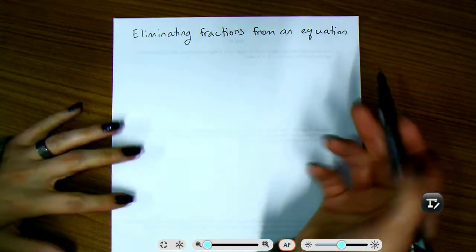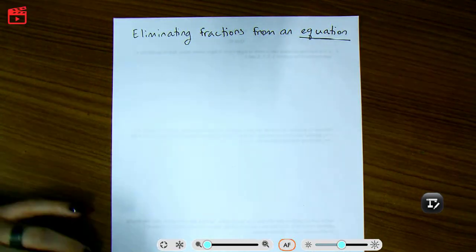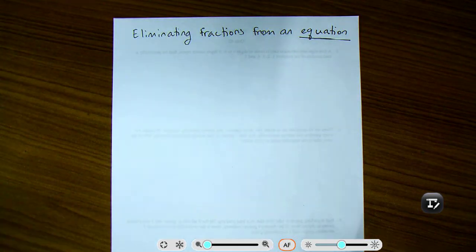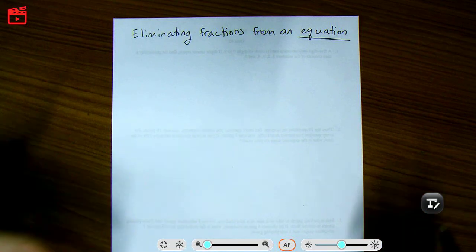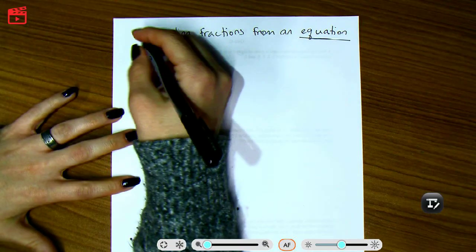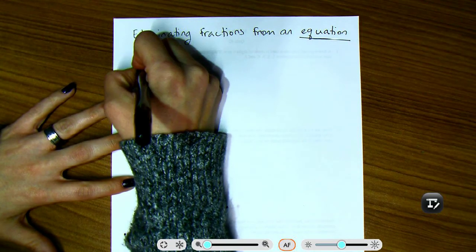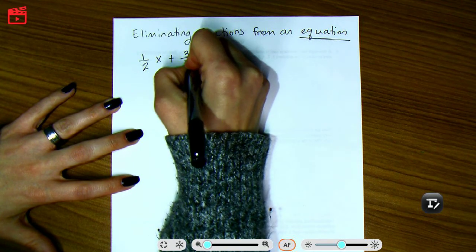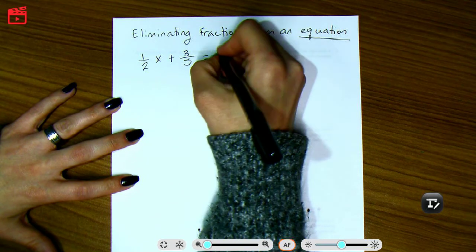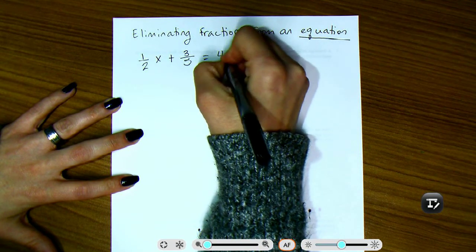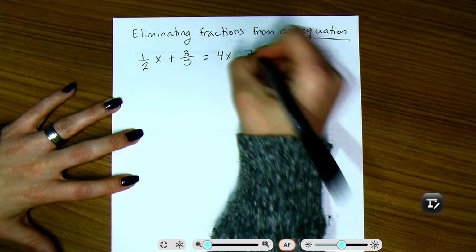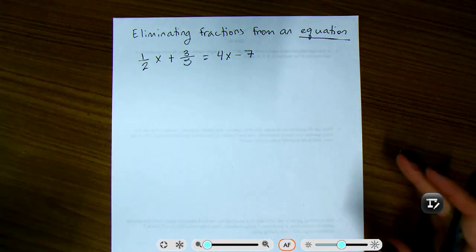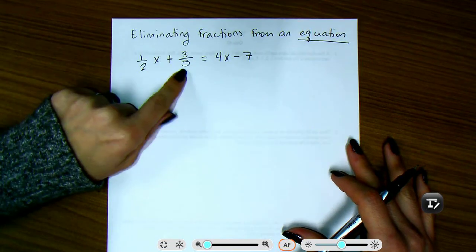So anytime we have an equation that has a fraction in it, we can perform one simple operation to eliminate the fractions. So say we have something like 1/2 x plus 3/5 equals 4x minus 7. So this is an example of a linear equation, and we see that we do have fractions in it. We have 1/2 and 3/5.